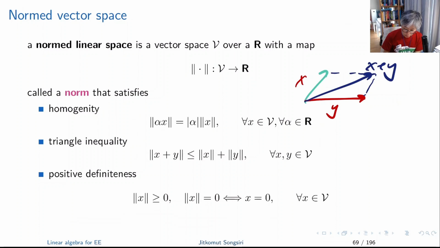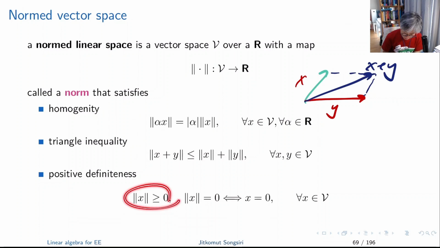And everyone knows from the parallelogram law that the size of this, which is the norm of x plus y, is going to be less than the sum of this side plus the width of this side. Okay. Last, the positive definiteness property.